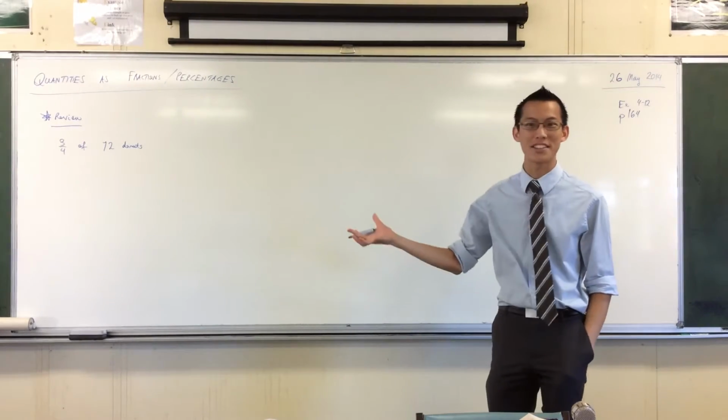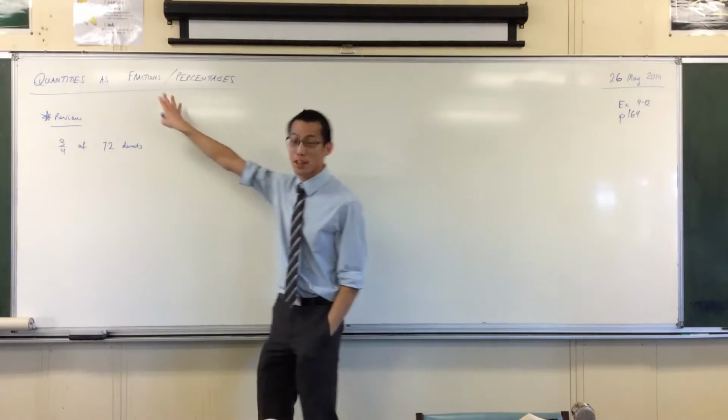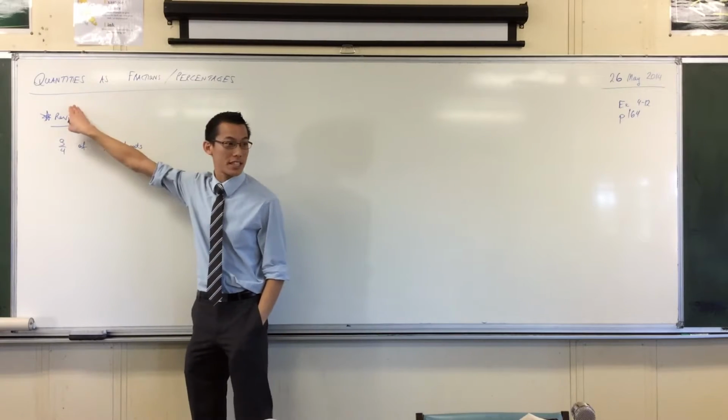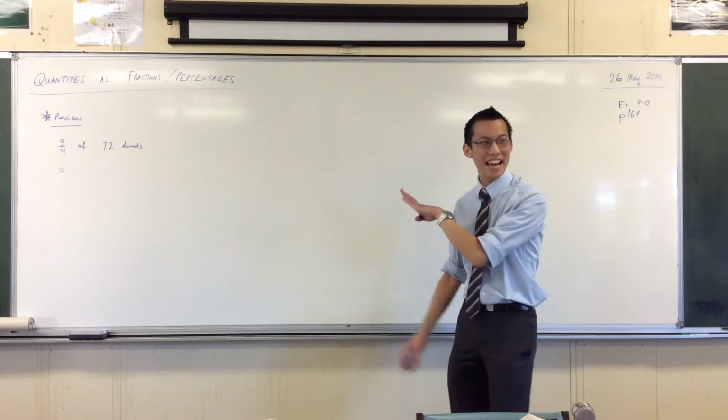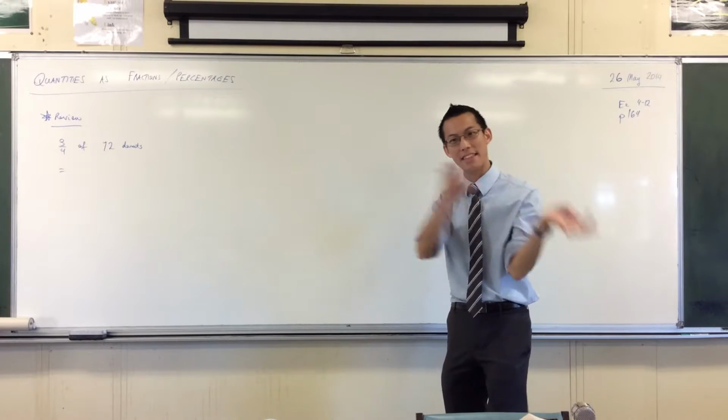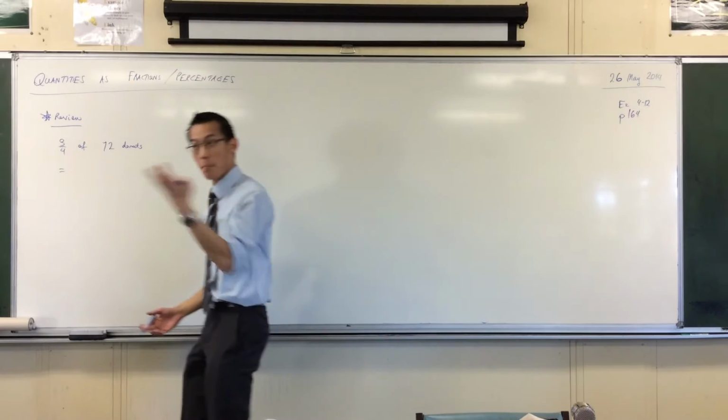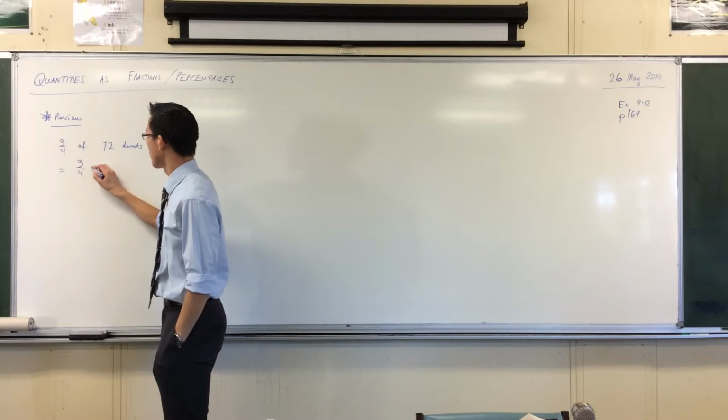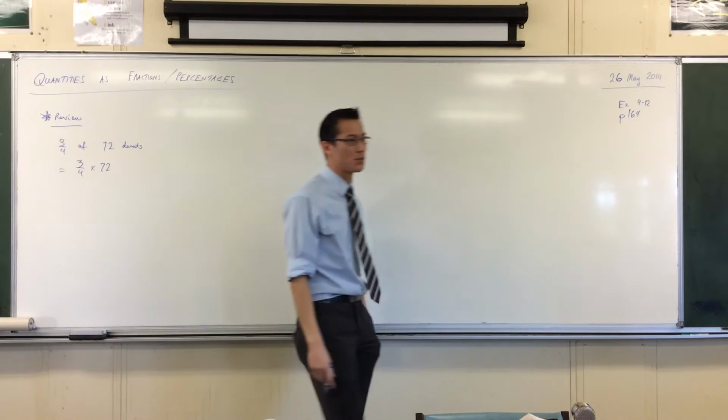This is a typical question. They give you the fraction, and then they give you the quantity, and then you have to calculate in order to work out that "of" part, right? We translate that mathematically into a multiplication. That's right. So we'd say 3/4 times 72.